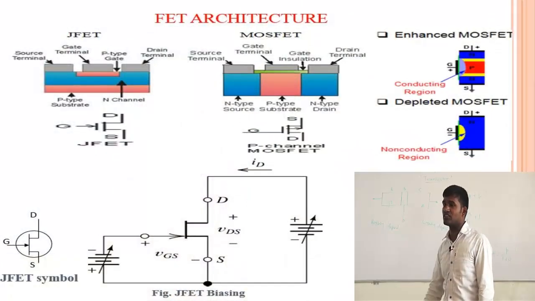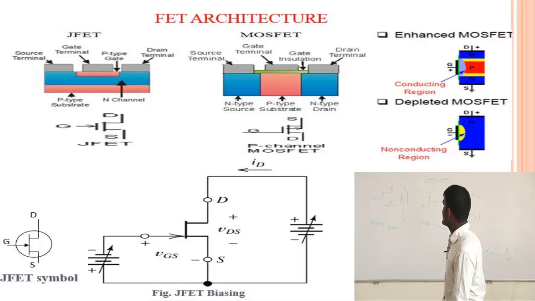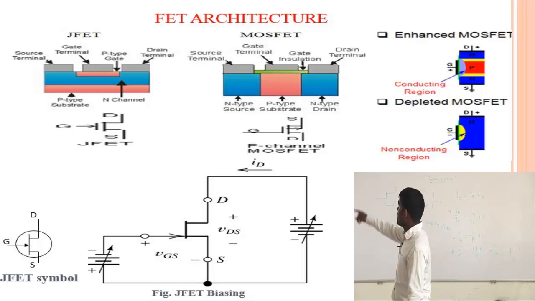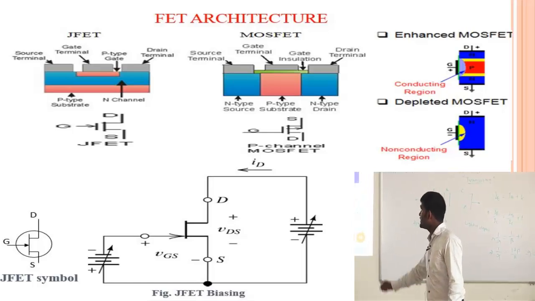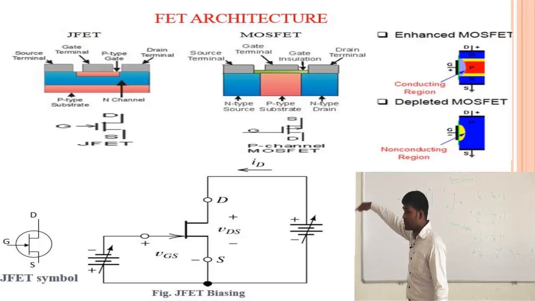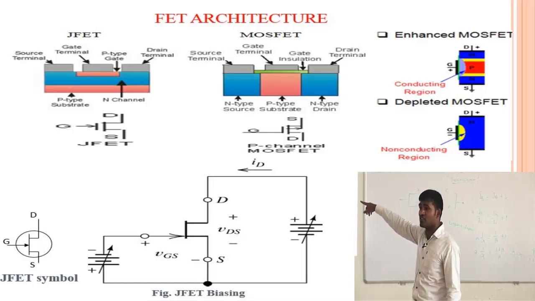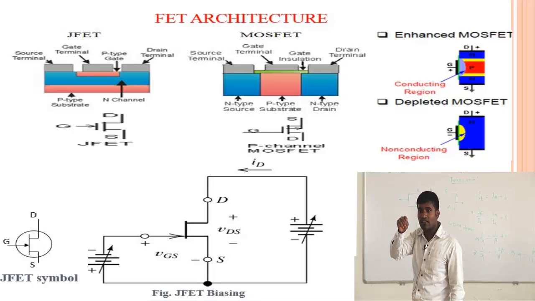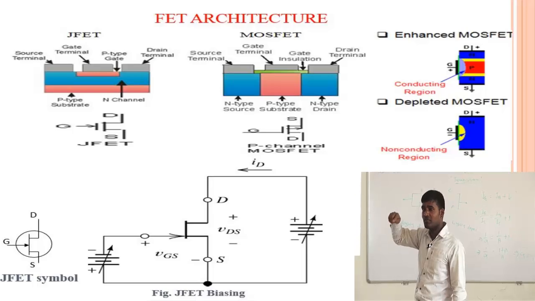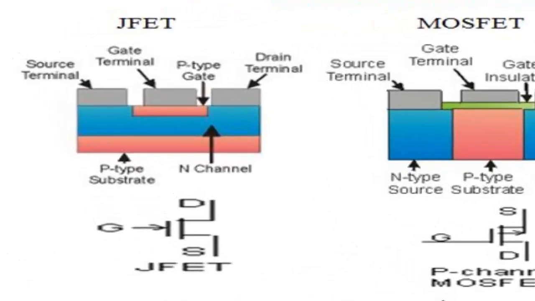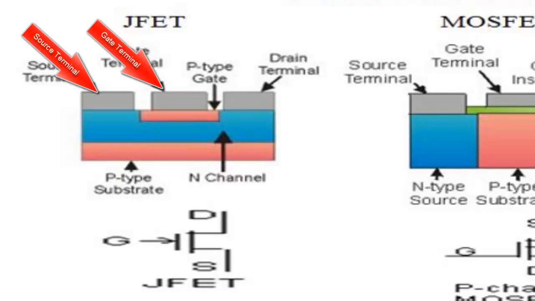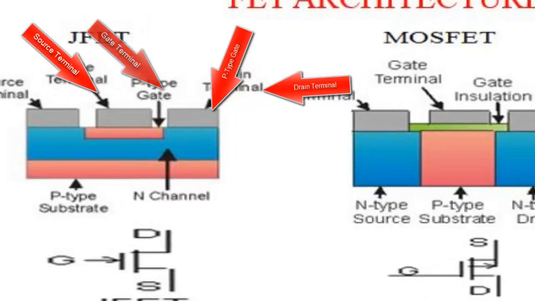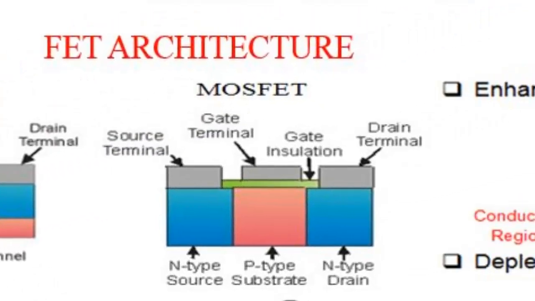This is the FET architecture. First one, JFET. Look, the red color is there on the lower side. This is known as the substrate. And in the upper channel region is where the majority charge carriers pass. Then on the upper side, the source terminal is there. The middle one is the gate terminal. Another P-type gate is there. Then the drain terminal. For MOSFET, it is the same way, only some parts are different.